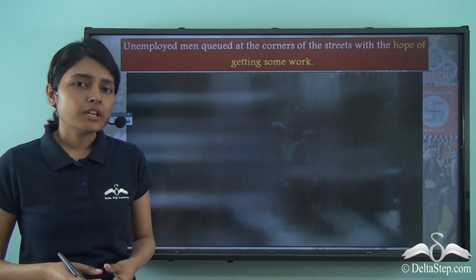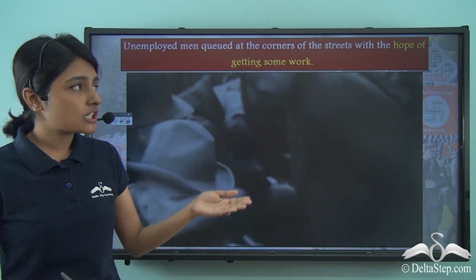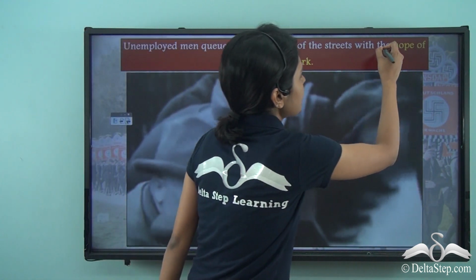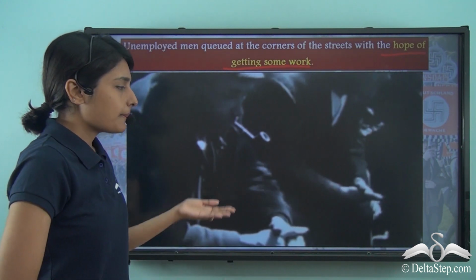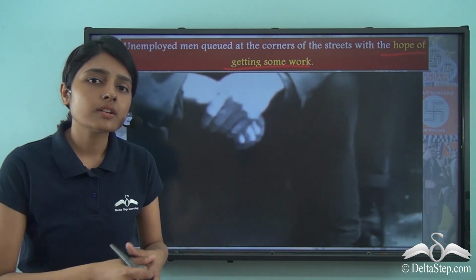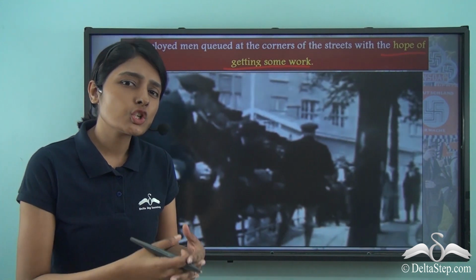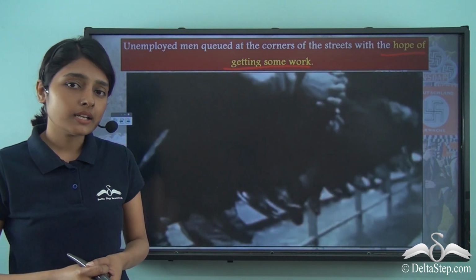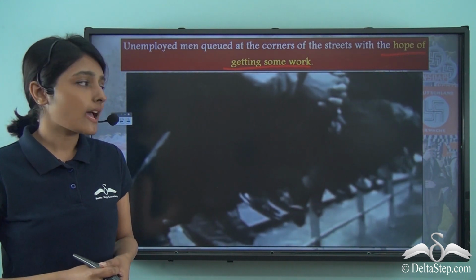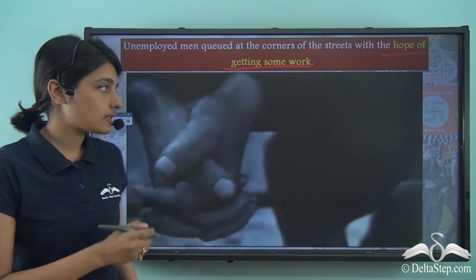During this time, very unfortunate scenes of unemployed men queued at the corners of the streets with the hope of getting some work could be seen. Men were actually queuing at the corners of the streets. They were waiting in search of any job, any work, anything that would bring them some money. This was what was happening with the masses in Germany during the Great Depression.